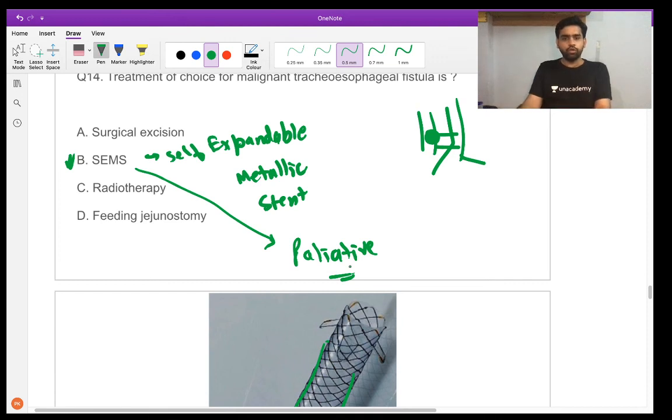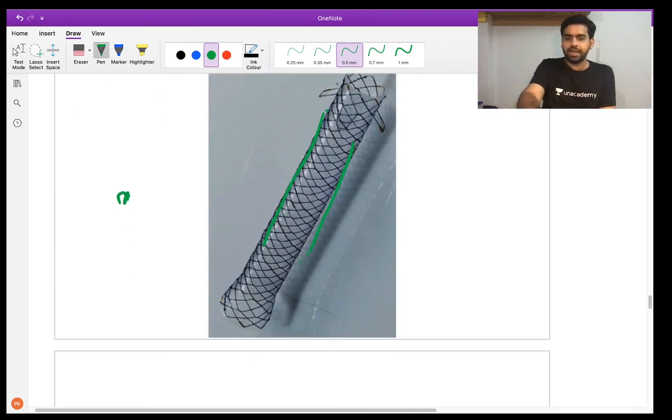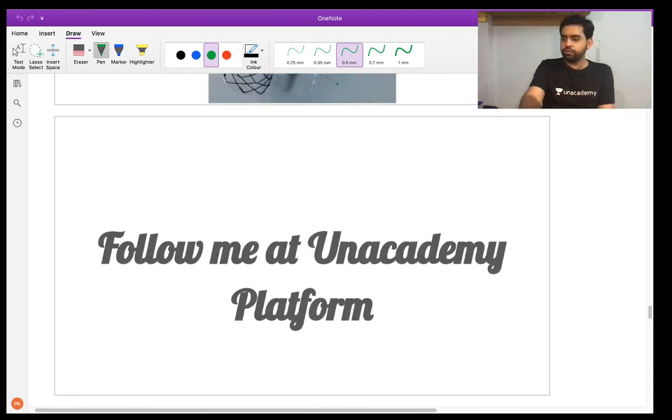How can you do this? One of the major symptoms of esophageal carcinoma is dysphagia. You can try to overcome that dysphagia with the help of this self-expandable metallic stent. So this is basically used for palliative treatment, but yes, it is also the treatment of choice for malignant tracheoesophageal fistula.